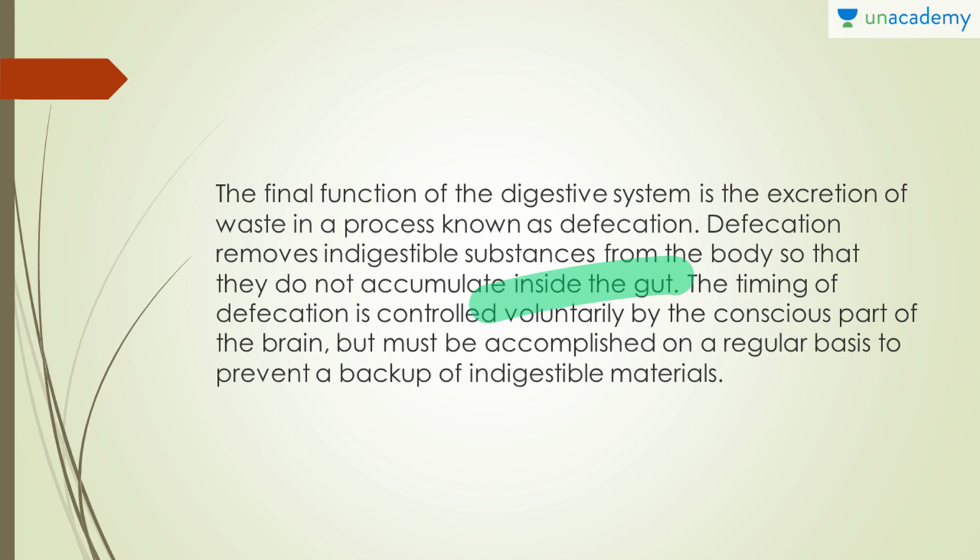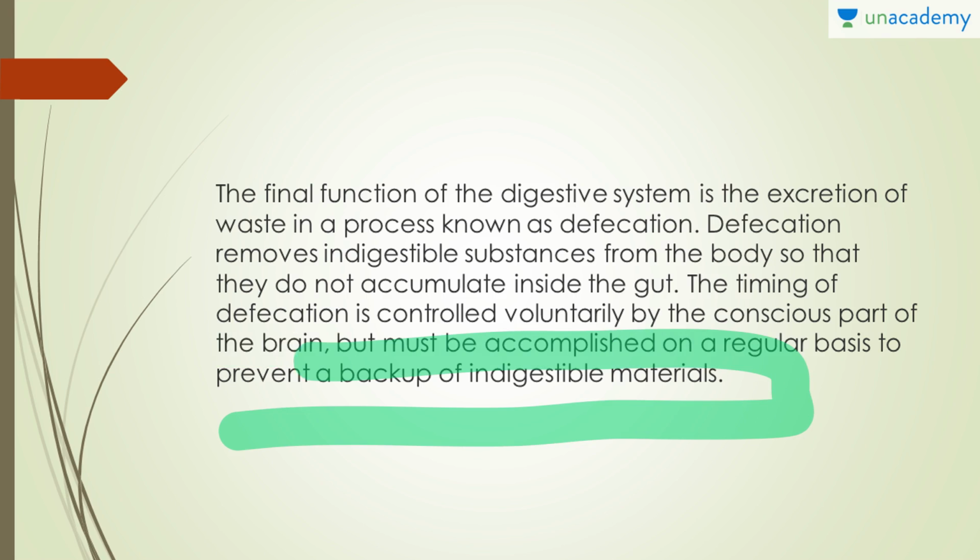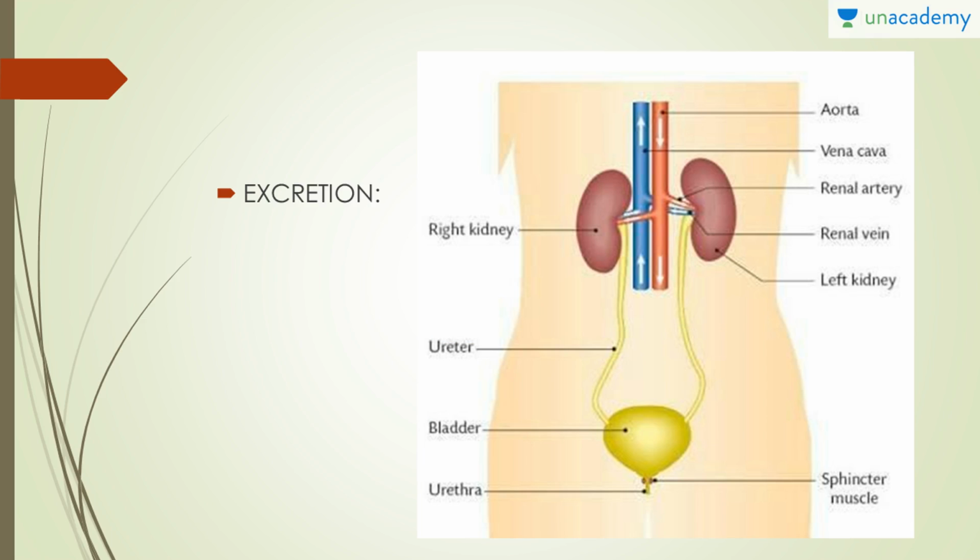The timing of defecation is controlled voluntarily by the conscious part of the brain, that is, the brain is responsible for its function, but it must be accomplished on a regular basis to prevent a backup of indigestible material. This is the main function of excretion, and the very basic organs involved here are the kidneys, which you can see in this picture, and this is the whole known as the urinary system of a human being.